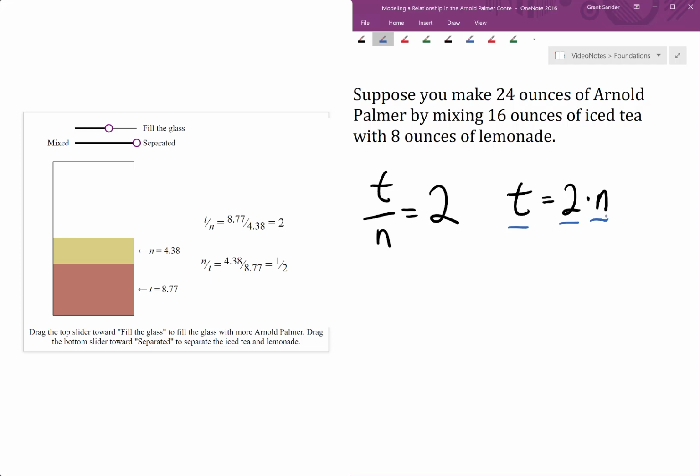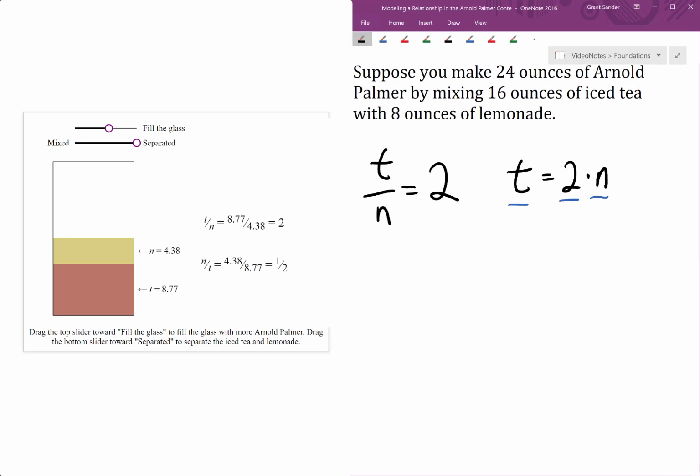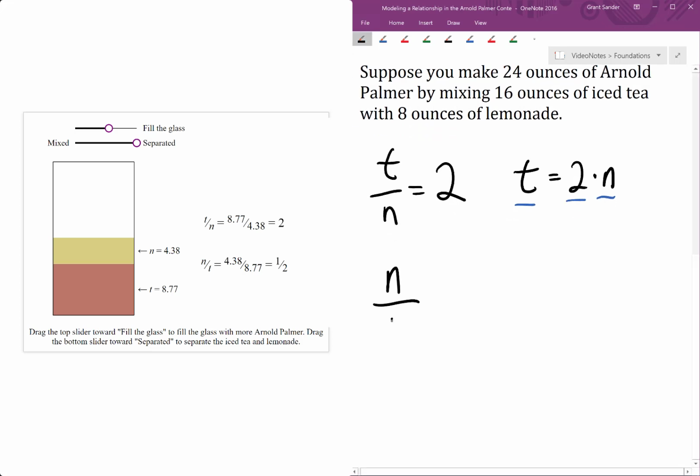Now, over in the applet, we also saw that the ratio of N to T, so this ratio here, is constantly equal to 1/2, which tells us the number of ounces of lemonade is always 1/2 times as large as the number of ounces of iced tea. And therefore, the number of ounces of lemonade is always equal to 1/2 times the number of ounces of iced tea. And therefore, this is a formula that expresses N in terms of T.